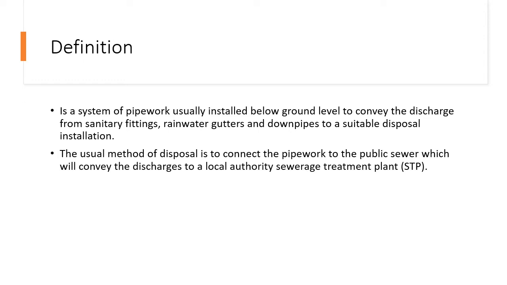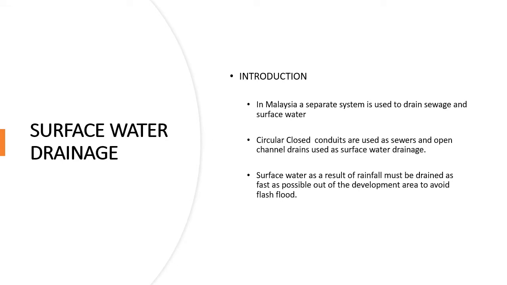saluran pembuangan. The usual method of disposal is to connect the pipework to the public sewer, which will convey the discharge to the local authority sewerage treatment plant (STP). In Malaysia, a separate system is used to drain sewage and surface water. Circular closed conduits are used as sewers and open channel drains used as surface water drainage. Maksudnya, yang sewers tertutup lah, tapi untuk surface water drainage mungkin datang daripada rainfall, yang that one adalah open channel.